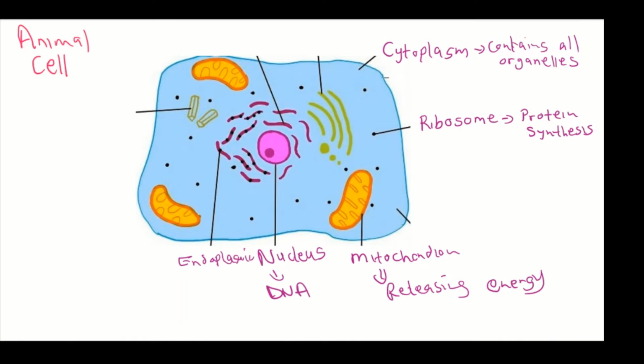Then we have what we call an endoplasmic reticulum. So this one is the rough endoplasmic reticulum. So this one is responsible for the protein synthesis. So if you notice, it has some ribosomes attached to it, which we know that ribosomes are important in protein synthesis. So for the mere fact that they have ribosomes attached to it, they are responsible for protein synthesis.